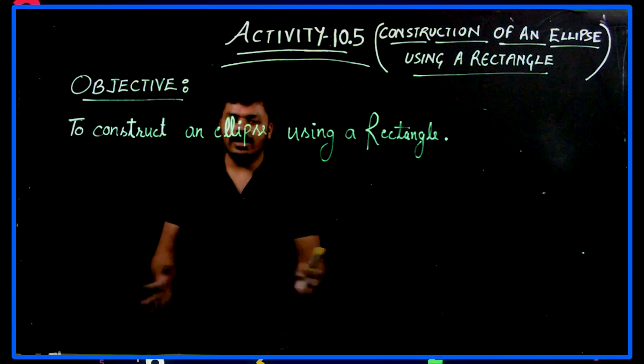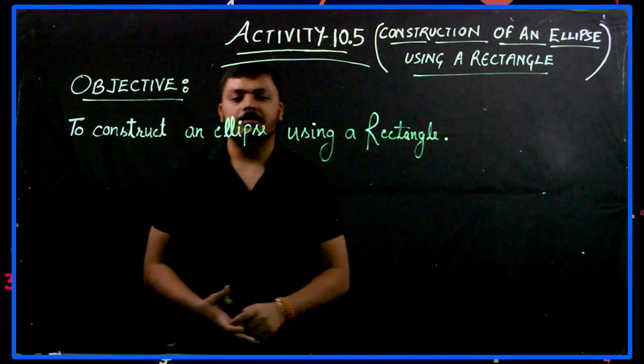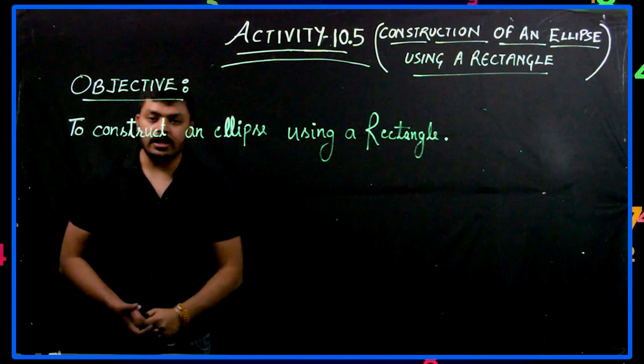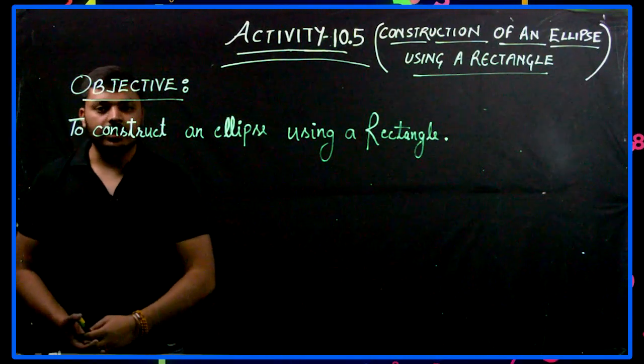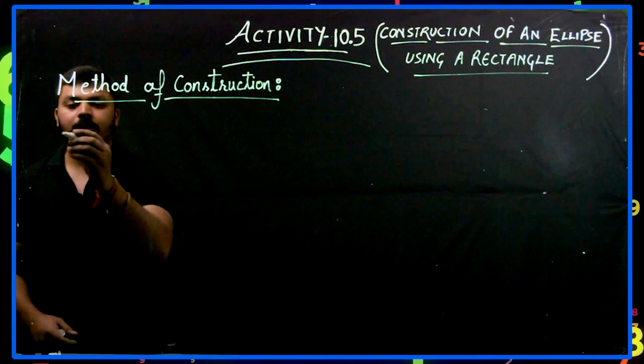So students, now let's start activity 10.5, construction of an ellipse using a rectangle. Objective: to construct an ellipse using a rectangle. So students, now let's see the method of construction for the given activity. Step 1.